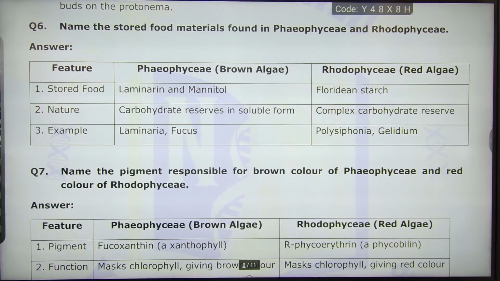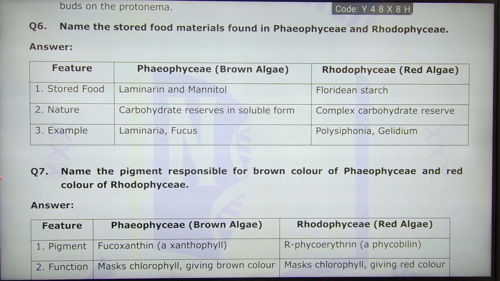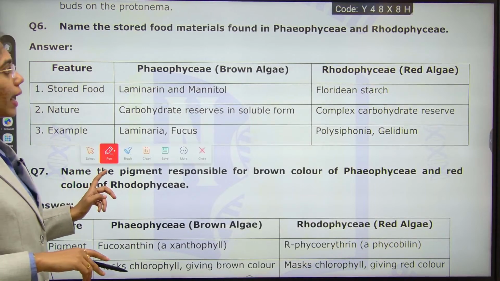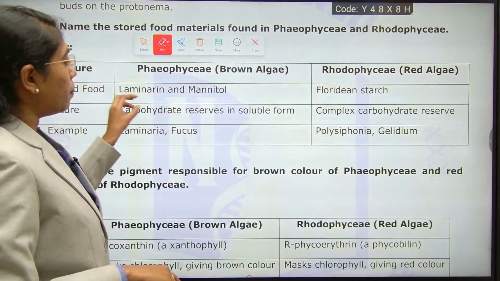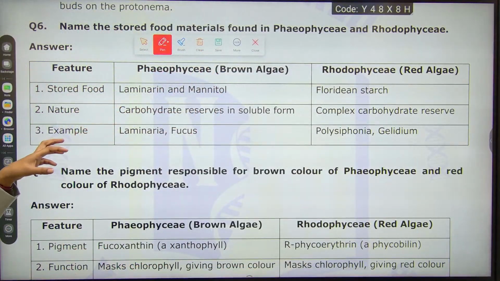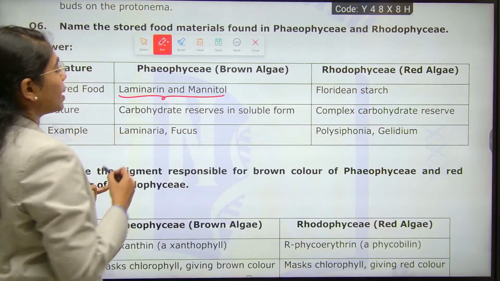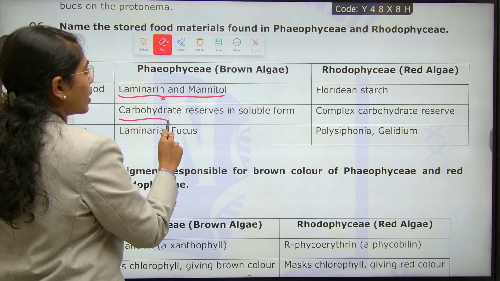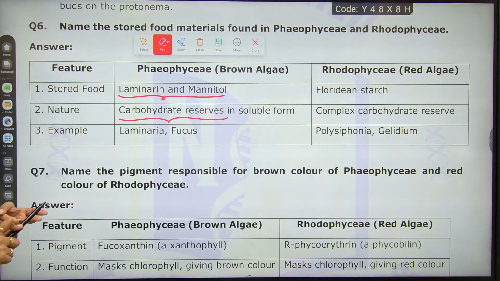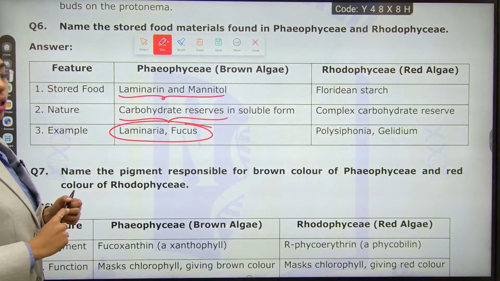Name the stored food material found in Phaeophyceae and Rhodophyceae, that is brown algae and red algae. Along with stored food material, mention what type of food material is stored and examples of this as well. In Phaeophyceae, the stored food material is laminarin and mannitol. Nature of this will be carbohydrate which reserves in soluble form. Examples include laminaria and fucus.